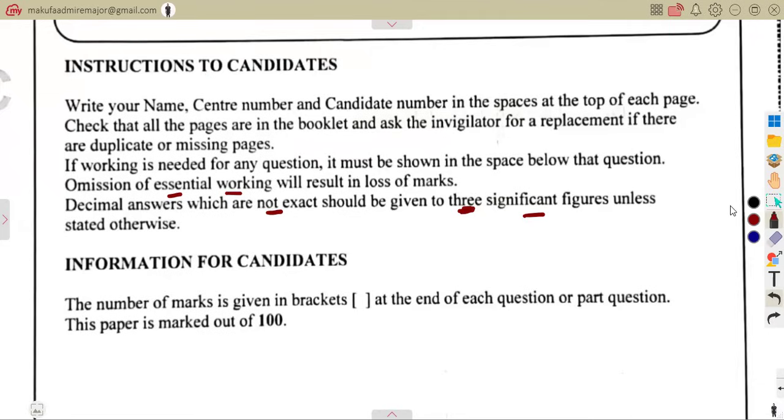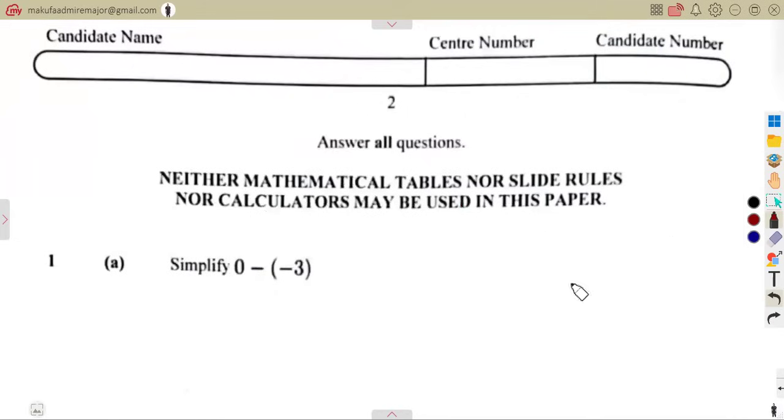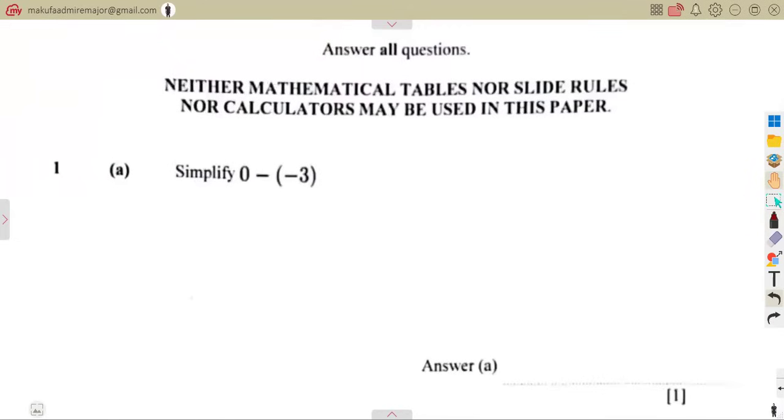So that is the major part that we are going to consider. Make sure that you go through each and every part of the instruction that you are given. So this was our paper one. Remember, we are not going to have any calculator. Neither mathematical tables, nor slide rules, nor calculators may be used in this paper.